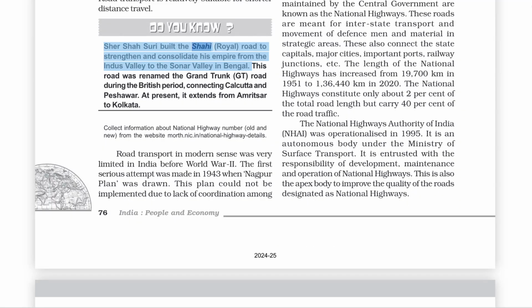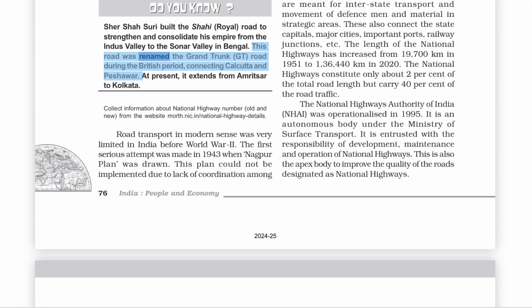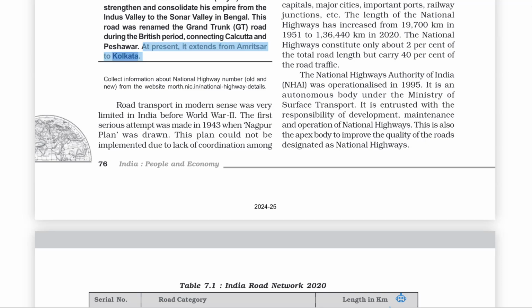Sher Shah Suri built the Shahi Royal Road to strengthen and consolidate his empire from the Indus Valley to the Sonar Valley in Bengal. This road was renamed the Grand Trunk (GT) Road during the British period, connecting Calcutta and Peshawar. At present, it extends from Amritsar to Kolkata.